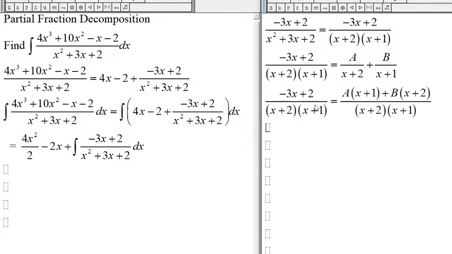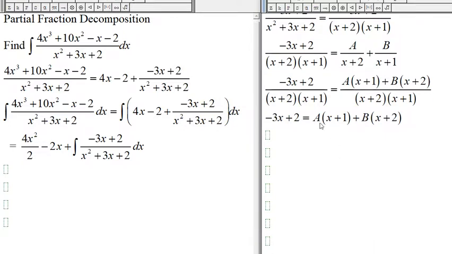And so now we end up with this, and if we look at the two denominators here, they're the same, and therefore the two numerators have to be the same. So the negative 3x plus 2 has to be the same as this. To figure out what A and B are, think of something we can replace x with that would make this factor 0. And so we can replace x with negative 1.